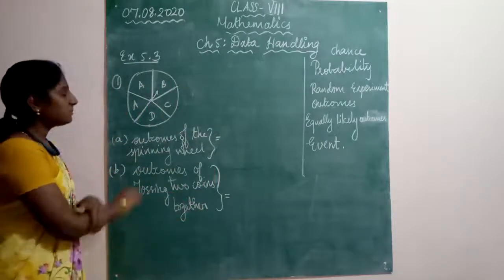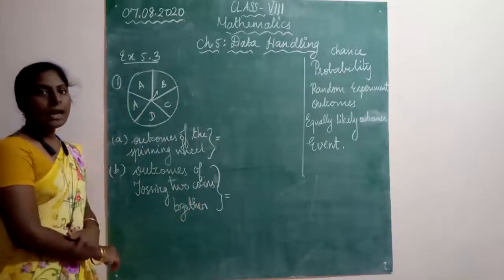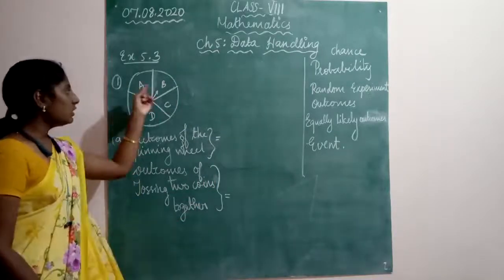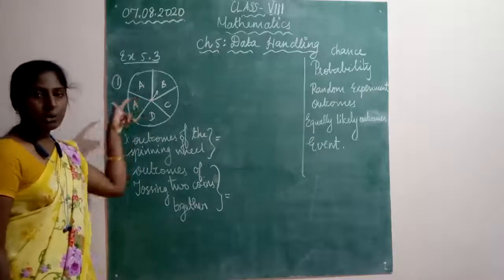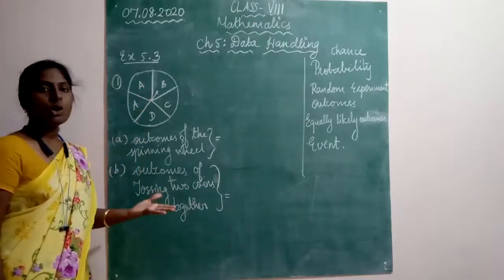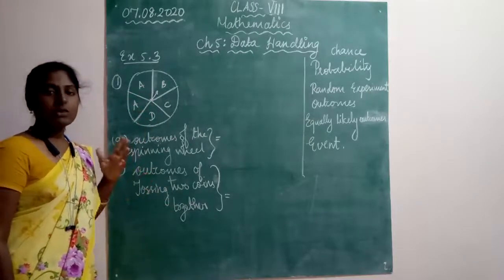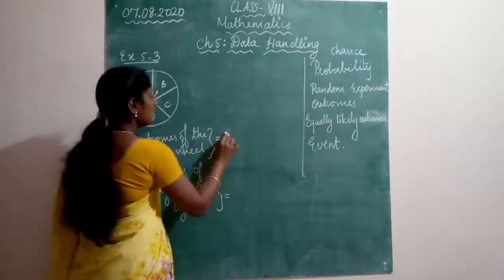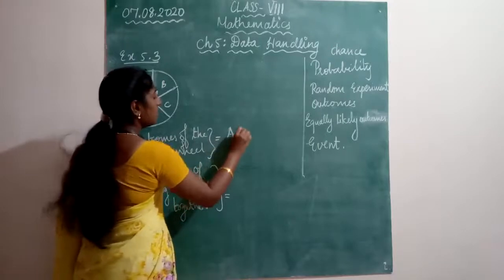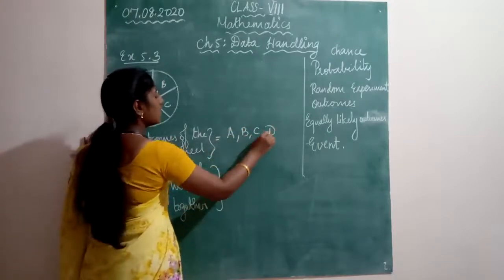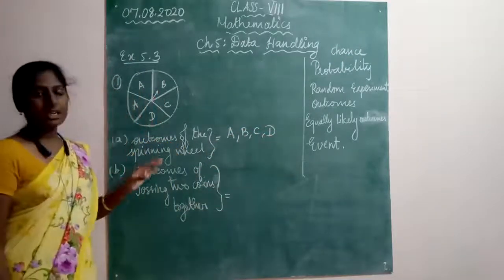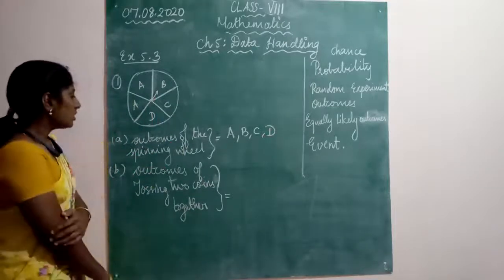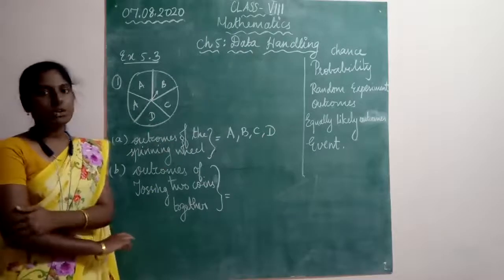In the first question, a spinning wheel is given here, and they are asking us what the outcomes of this spinning wheel are. When you rotate this spinning wheel, the needle will point somewhere and stop, but we cannot say surely where it will stop. So here the outcomes can be A, B, C or D. If anything is repeated, you need not write it once again when writing outcomes.